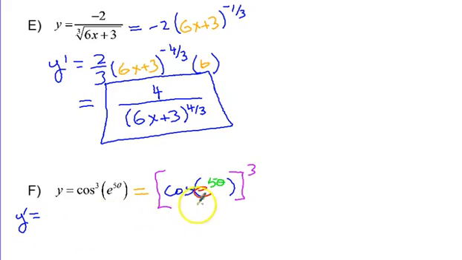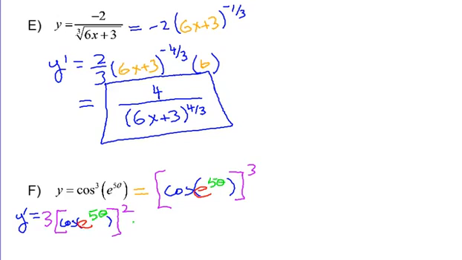So let's apply the power rule first to the outermost function. And so power times base down 1, we have 3 times our base, and we'll fill that in. And so power times base down 1, 3 minus 1 is 2. Now let's go ahead and fill in our inside function. So that was cosine of e to the 5 theta.